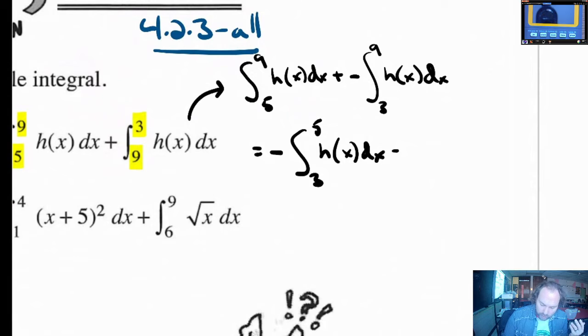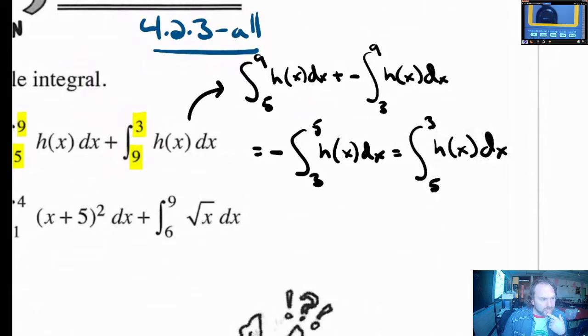You could also apply the same kind of thinking we did for the first step and write this as the integral from 5 to 3 of h of x dx. Those are the same idea. That would work. Okay, next question.